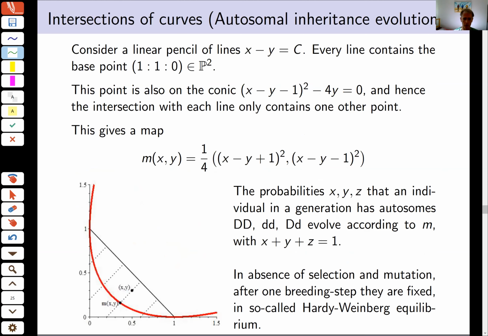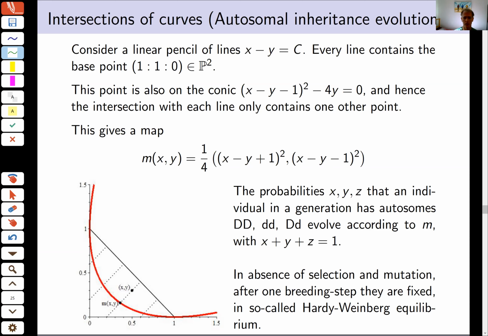All right, let's start with a very simple example of how you can define a map by an intersection of curves. Start with a linear pencil of lines. So x minus y is c. It's the simplest thing I could come up with, except that this has a base point at infinity. So all the lines are parallel. So that's similar to saying there is a base point at infinity.